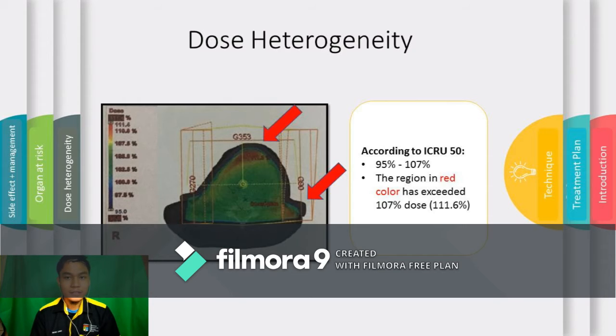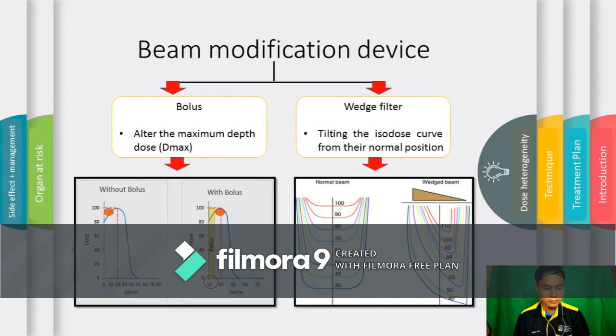This region has exceeded the maximum dose recommended by ICRU 50. According to the ICRU Report 50, the uniformity of dose distribution is described in terms of the maximum and minimum dose within the planning target volume, PTV. The maximum dose in the PTV should not exceed 107% of the dose, and the minimum should not be smaller than 95% of the dose.